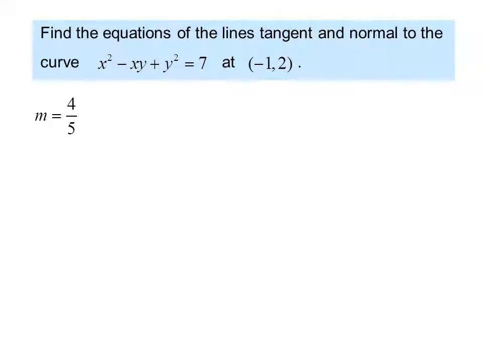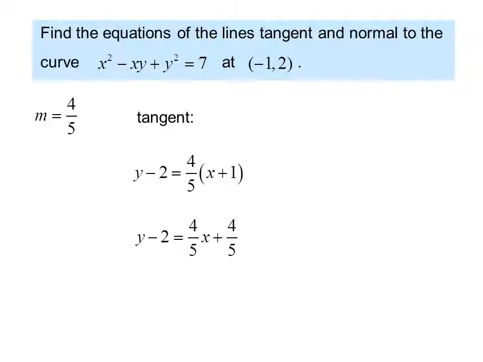Now that we have the slope, we already have the point. So for the tangent, we can use the point-slope equation. And we get y minus 2 equals 4/5 times (x plus 1). Or y minus 2 equals 4/5 x plus 4/5. Or finally, y equals 4/5 x plus 14/5.